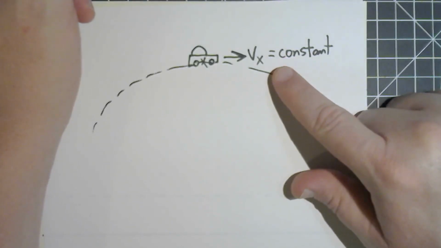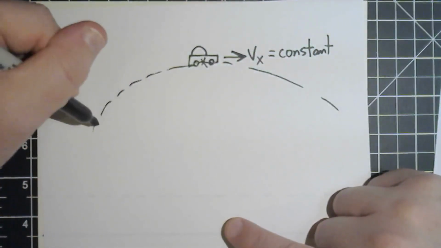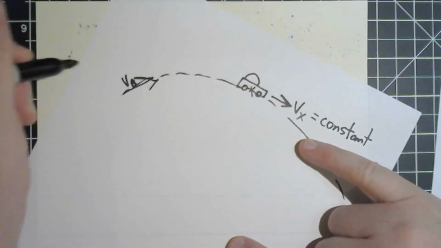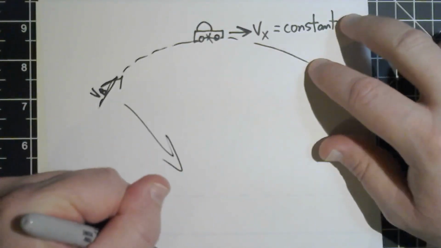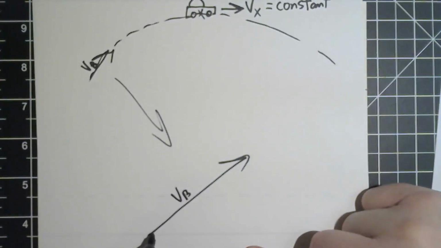So how do I get that horizontal velocity? That's what they're asking for. Well, if you look at it, when you launch at some speed, VB, that launch speed is at an angle. Here, let me draw it down here where you can see it. That launch speed, VB, is at an angle theta.